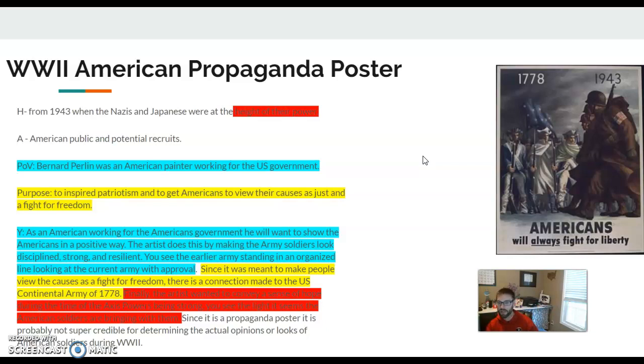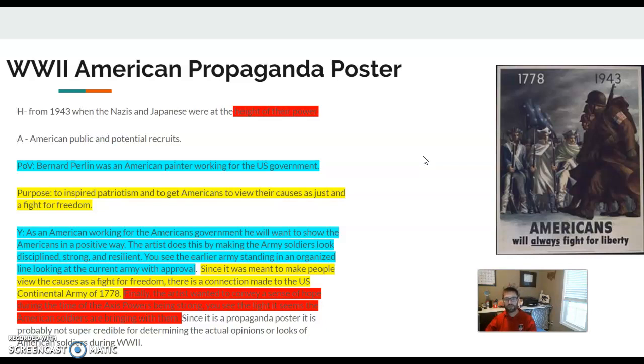But I know Bernard's an American painter and he's working for the U.S. government. So my first thought is, okay, this is going to be really biased for the U.S. military. The U.S. government has a vested interest in making the U.S. military look good. So when I start looking at the poster, I'm going to start thinking, are there ways they tried to make the American military look good? And we'll see some examples of that.